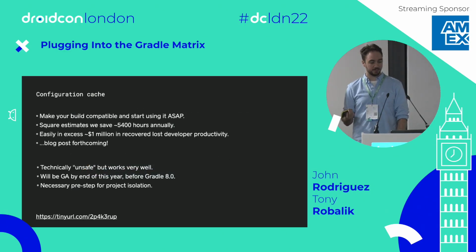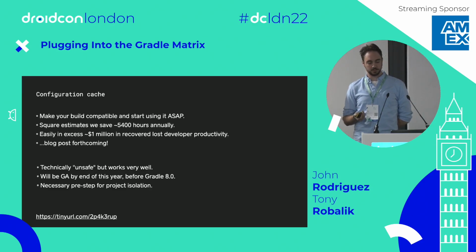Okay, so configuration caching, super. You guys got to be doing this right now if you're not already. We estimate that we save 5,400 hours of developer time annually, easily over $1 million in savings. A blog post is forthcoming on this subject. The configuration cache has been just a huge savings for us. I can't talk more highly about it.